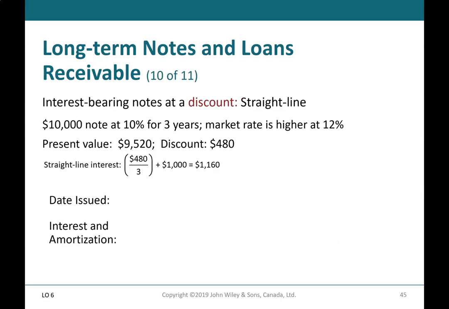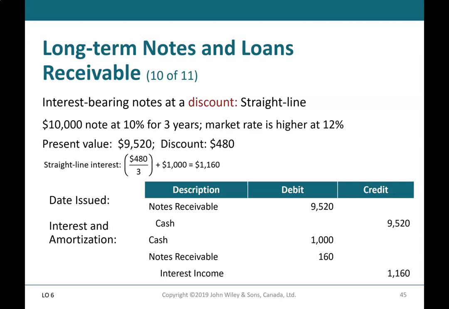Long-term notes and loans receivable, 10 of 11. Interest-bearing notes at a discount, straight line. In this case, you would debit notes receivable for $9,520 and credit cash for $9,520, and you would debit cash for $1,000, debit notes receivable for $160, and credit interest income for $1,160. You take the $480 discount divided by 3 and add $1,000 to get the $1,160 for your straight line.